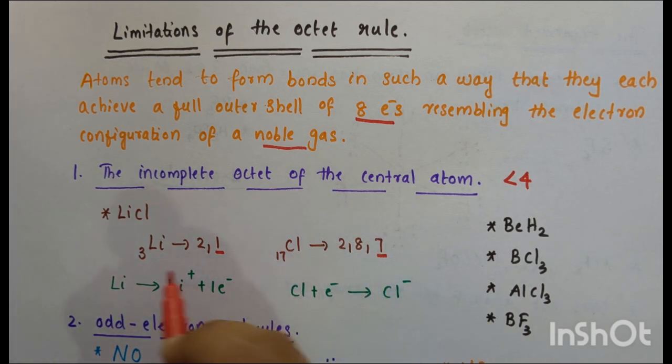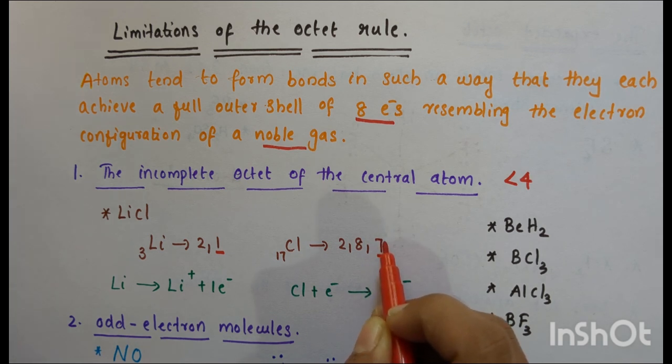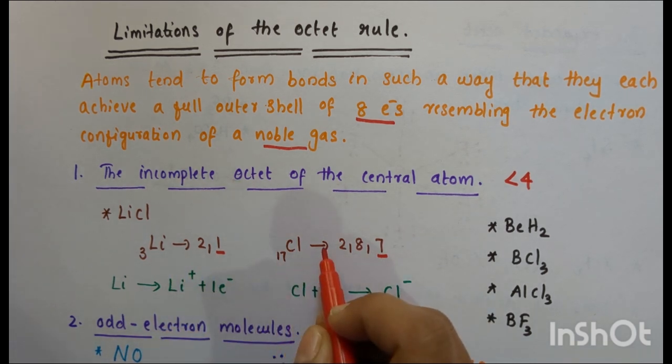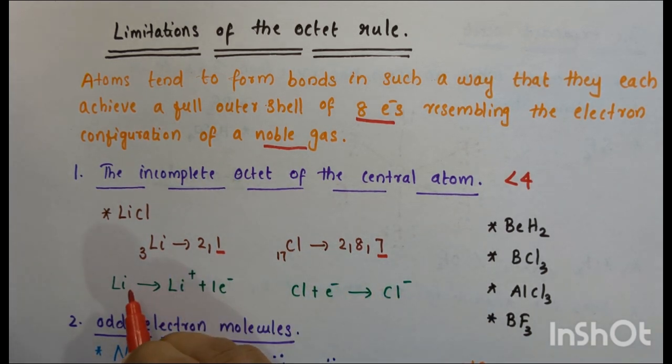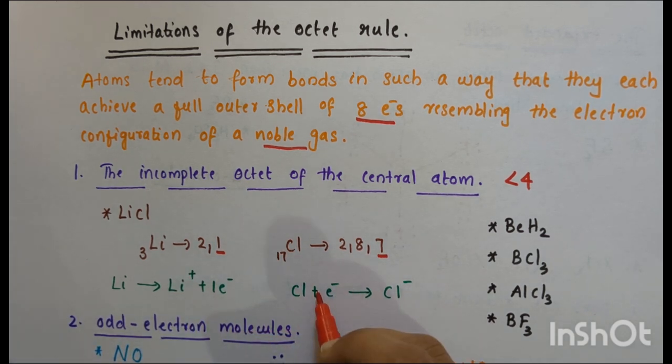So you see, lithium has only 1 valence electron. Chlorine actually requires 1 more electron to complete the octet. When it gets 1 electron, the outermost shell becomes 8 electrons, so it completes the octet. So when lithium bonds with chlorine, lithium donates 1 electron to chlorine and lithium becomes a lithium plus ion. Chlorine gets this electron from lithium, and when it accepts 1 electron, it becomes a Cl minus ion.